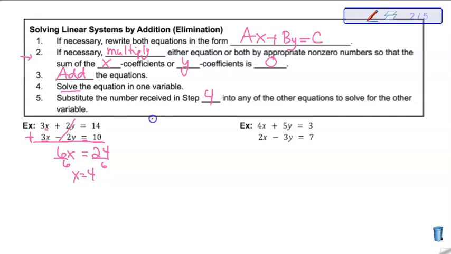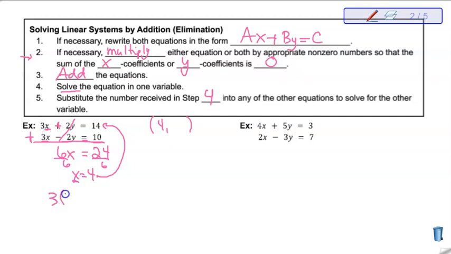Now remember, again, how many times have we said this? Some number is going to be our solution. So we need to make sure that we plug 4 in to one of those equations for x. I'm going to choose this very first one. It doesn't matter. I like to have that positive y value there. It's up to you. So wherever I see an x, I'm going to put a 4.